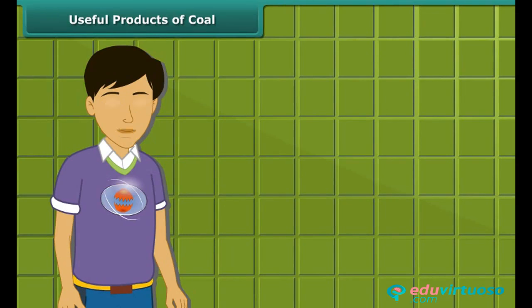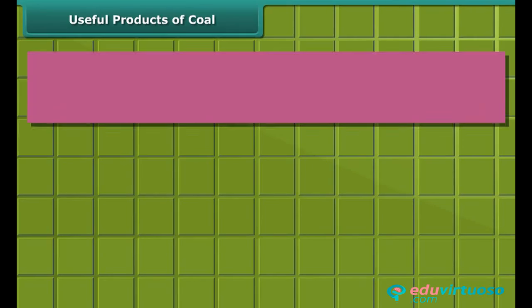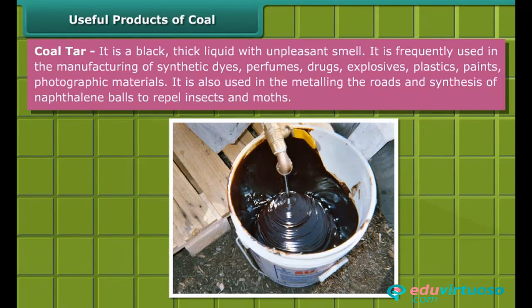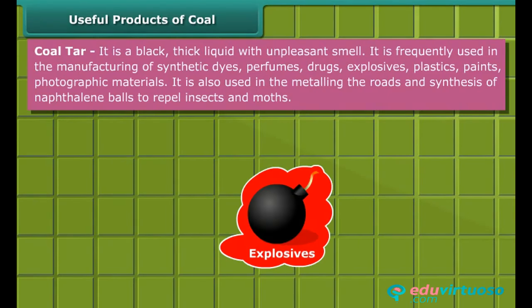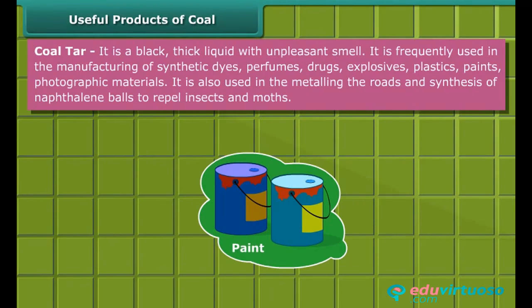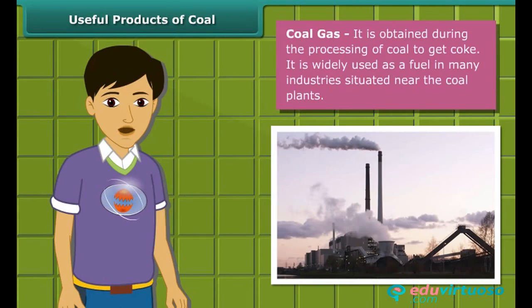At first, let us know about coke. Coke is a tough, porous, and black-colored substance. It is mainly used in the manufacturing of steel and extraction of many metals. Coal tar is a black, thick liquid with an unpleasant smell. It is frequently used for manufacturing synthetic dyes, perfumes, drugs, explosives, paints, plastics, and photographic materials. To obtain coke from coal, coal gas is produced. In many industries located near coal plants, it is used as a fuel.